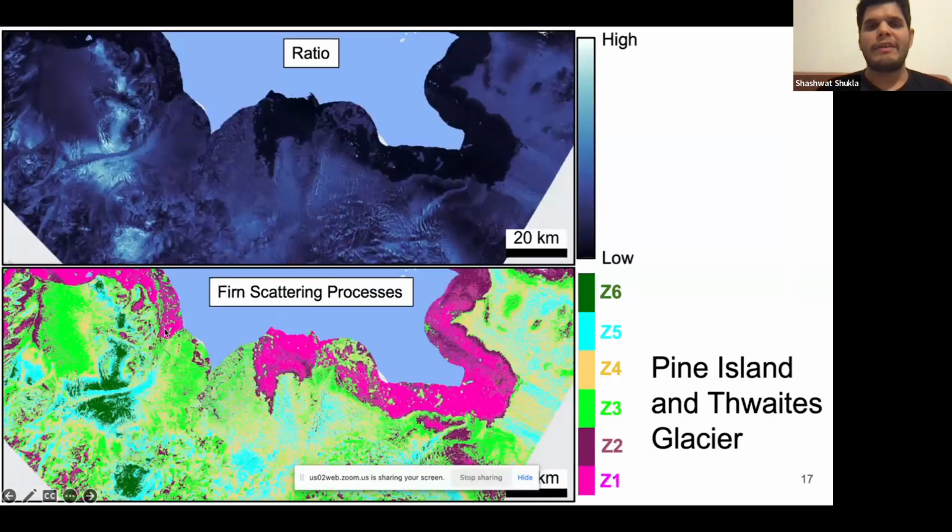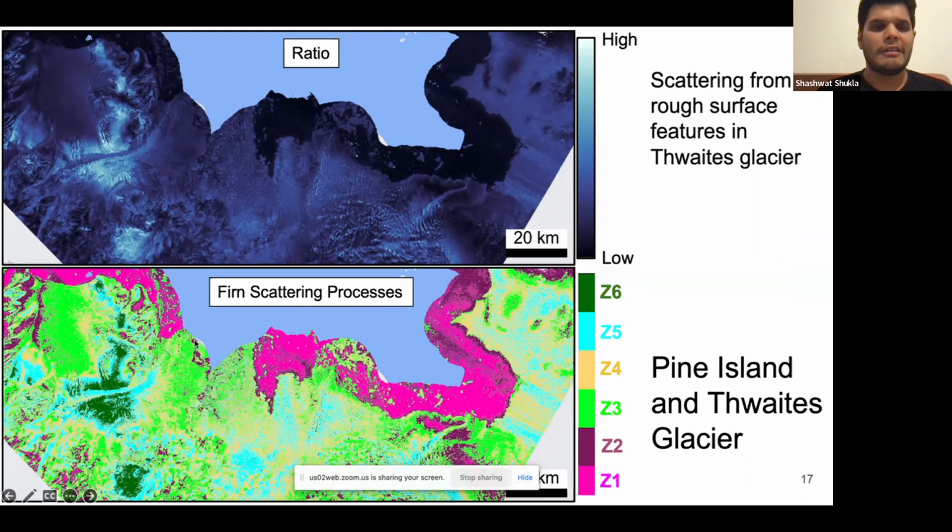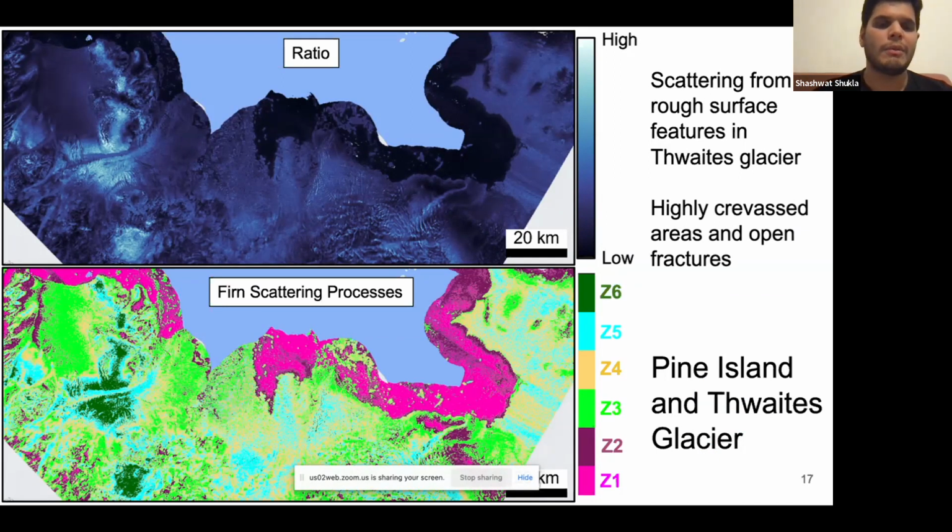mainly sea ice. And when it comes to the last, Pine Island and Thwaites Glacier, here it's very interesting to note that particularly in this section, there are a lot of scattering features which are arising from rough surface features. And there are a lot of channels which are nothing but highly crevassed areas and open fractures, which are being represented clearly in this. And this can be shown, if searched in more detail, as a very good complementary information to the analysis, where we see how damage accelerates ice shelf instability.